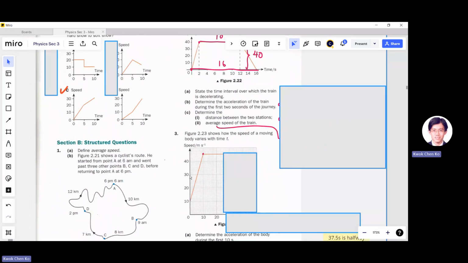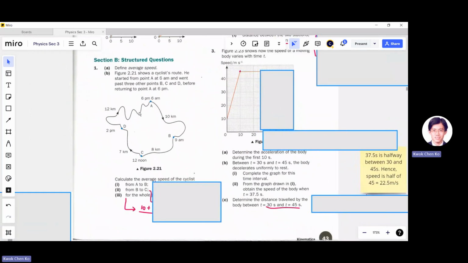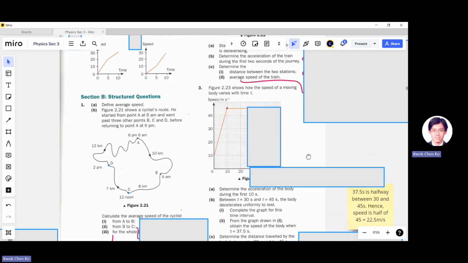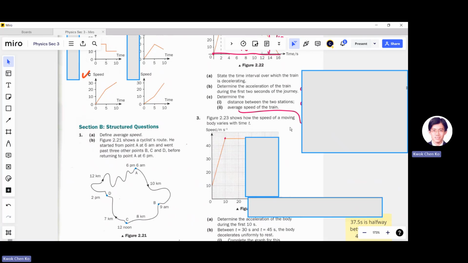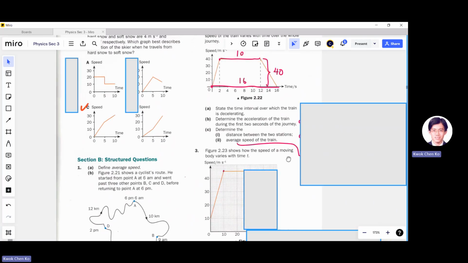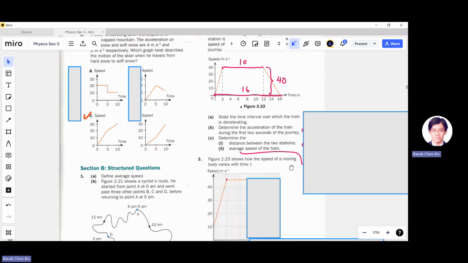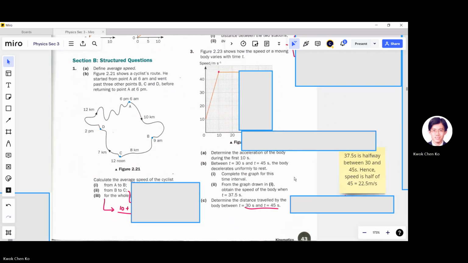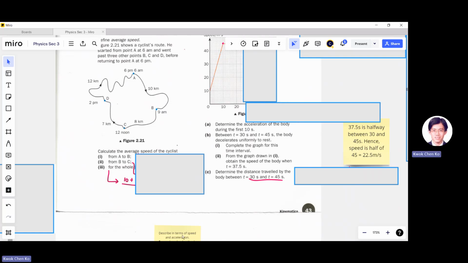Question 1, section B. Convert to seconds? Well, they didn't say that, so actually you don't have to. So we can still use kilometers per hour.